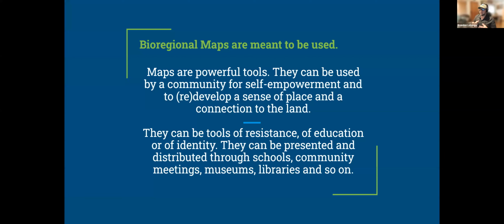And I think that I've already touched on this several times, but a big difference from traditional maps and bioregional maps is that they are meant to be used. They are powerful tools that can be used by a community for self-empowerment and to redevelop or develop a sense of place and a connection to the land. They can be tools of resistance, of education or identity, presented and distributed through schools, community meetings, museums, libraries, and so on. Because a lot of times these resources make more sense than the resources that were provided. Nation-state lines oftentimes aren't reflective of the reality of the place. So by creating our own tools, our own resources, we can shift to it.